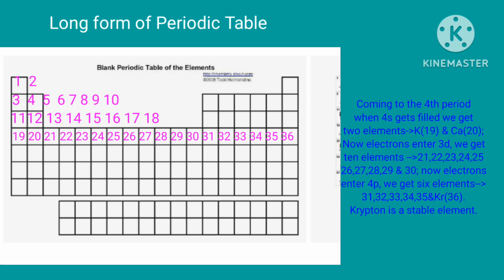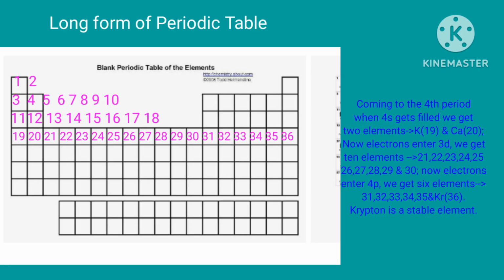Coming to the fourth period, when 4s gets filled, we get 2 elements, namely potassium 19 and calcium 20. Now electrons enter the 3d orbital, where we have 5 suborbitals and place for 10 electrons. So we get 10 elements.